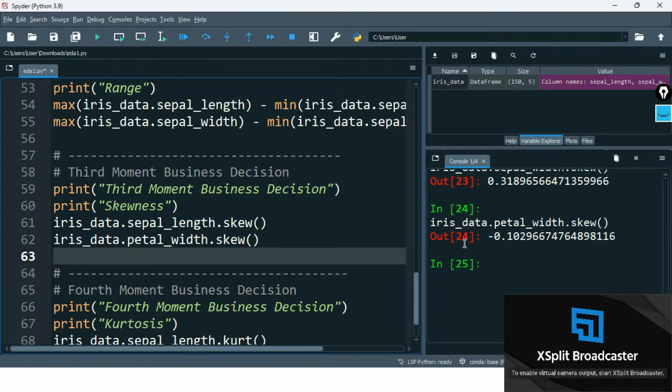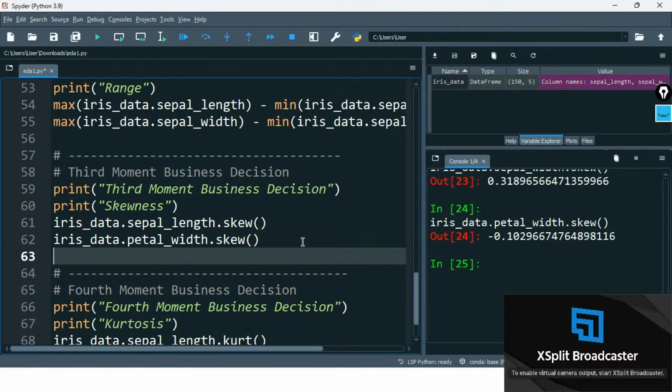So what might be the relation for petal width with respect to the first moment measures? Mean will be less than median, which will be less than mode. Is that really true? Yes, friends, you can go and calculate mean, median, mode for petal width. If you calculate the first moment measures for petal width, obviously that relation will hold true.